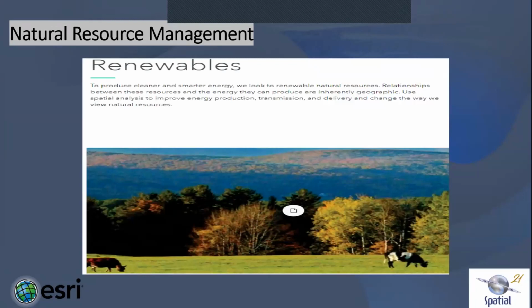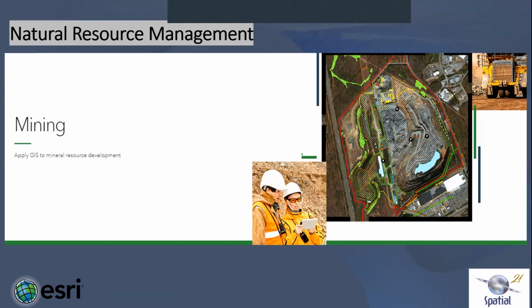What about renewable energy? So to produce cleaner and smarter energy, we look to renewable natural energy. The relationship between these resources and the energy they can produce is inherently geographic. Use spatial analysis to improve energy production, transmission, and delivery, and change the way we view natural resources. So at this point, we're going to dive a bit into mining.